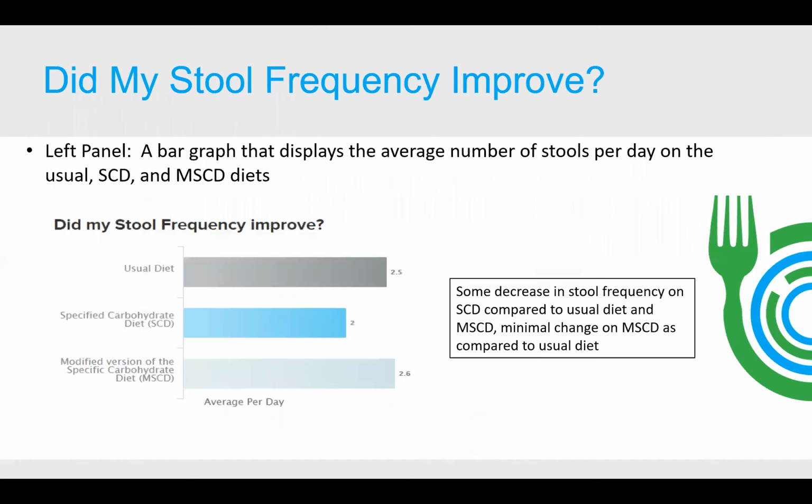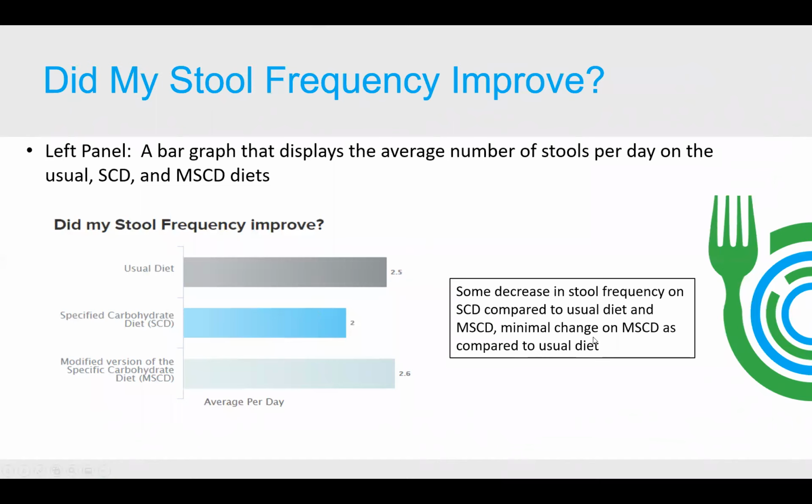So here we're going to look at, did my stool frequency improve for this particular patient? Again, the left panel is giving you a bar graph that displays the average number of stools per day on the usual, SCD and MSCD diet. So in this case, this particular patient had an average of 2.5 on the usual diet, an average of 2 on the SCD, and an average of 2.6 on the modified SCD.